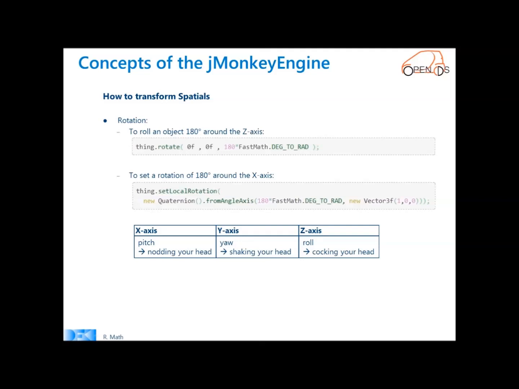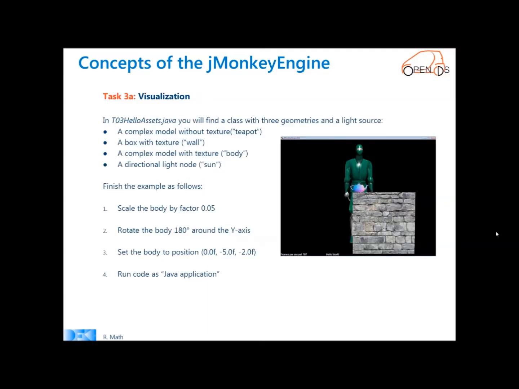Now we have the chance to look at how we can apply these transformations. It's a little bit more visual stuff that is following now. For this reason, I provided you another Java class, which is called Hello Assets, in your tutorial package. This file contains three models and a light source. So the three models that are available can be seen in this small screenshot.